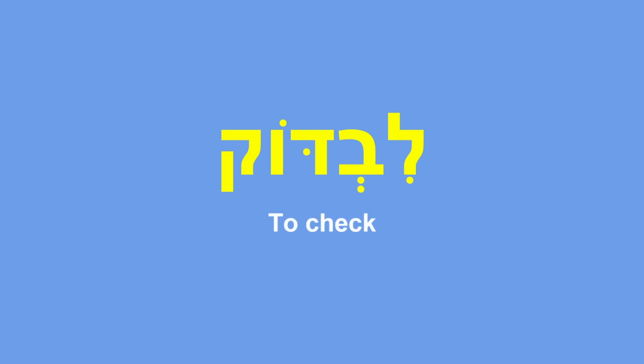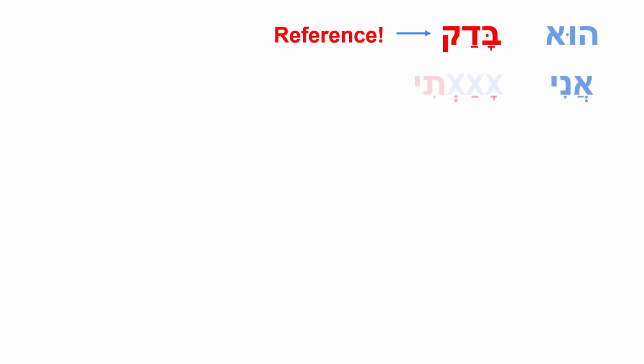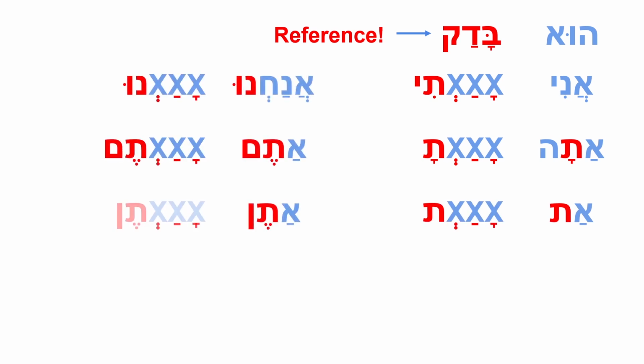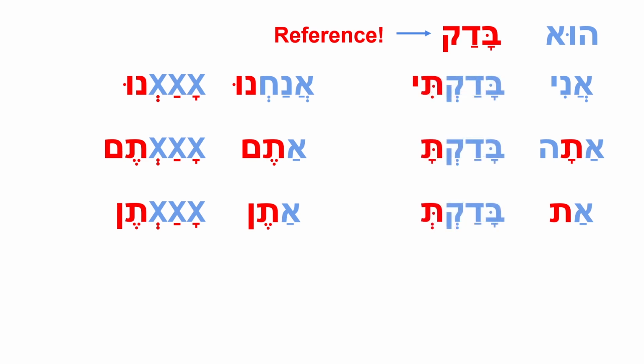Livdok, to check. hu badak, it was the reference point, we already found it. Ani, as we remember, always ends with T. Ata ends with Ta. At ends with T. Anachnu ends with Nu. Atem ends with Tem. Aten ends with Ten. So hu badak, let's place the reference point into the template. Ani badakti. Ata badakta. At badakt. Anachnu badaknu. Atem badaktem. Aten badakten.